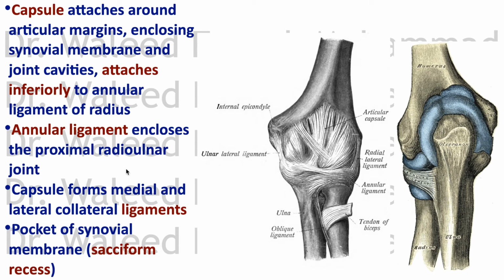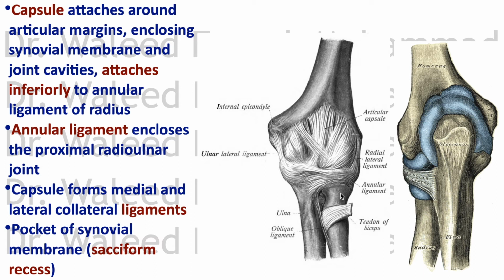The capsule of the elbow joint attaches around the articular margins, enclosing the synovial membrane and joint cavities, and attaches inferiorly to the annular ligament of the radius. Now, please note the capsule and ligaments on the medial side attach to the ulna. But on the lateral side, like the radial collateral ligament, for example, and the capsule of the elbow joint, attach to the annular ligament. Why do we have this arrangement? Because if it were attached to the radius, it wouldn't be able to move in pronation and supination.